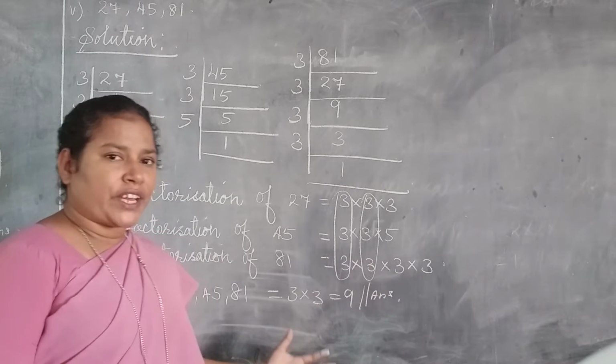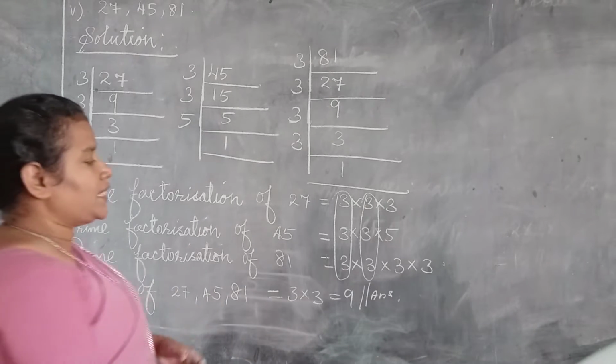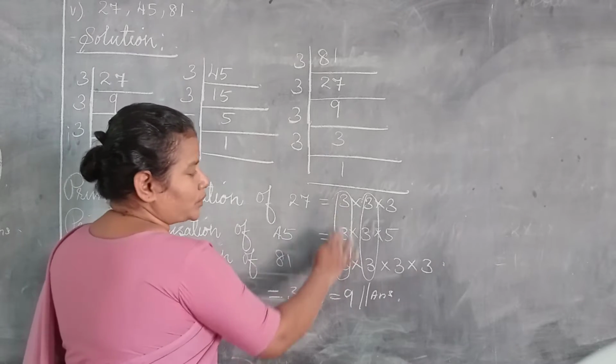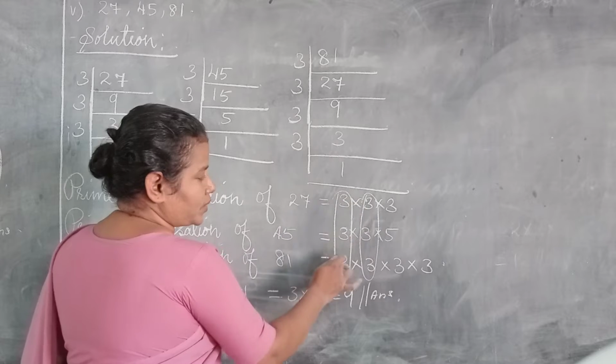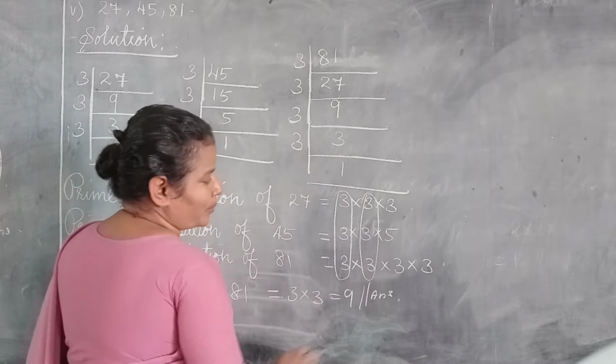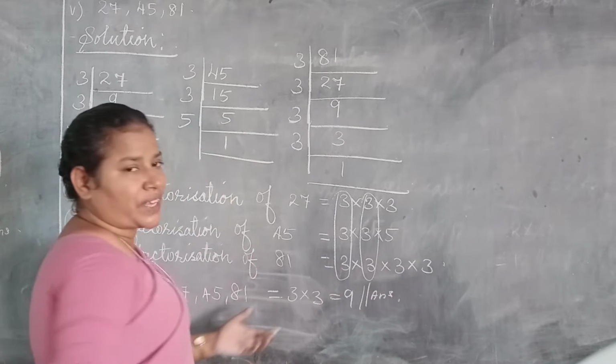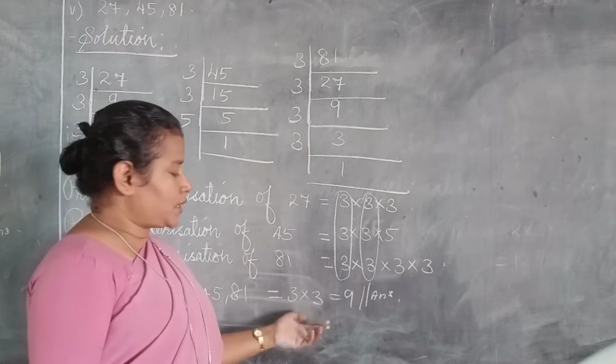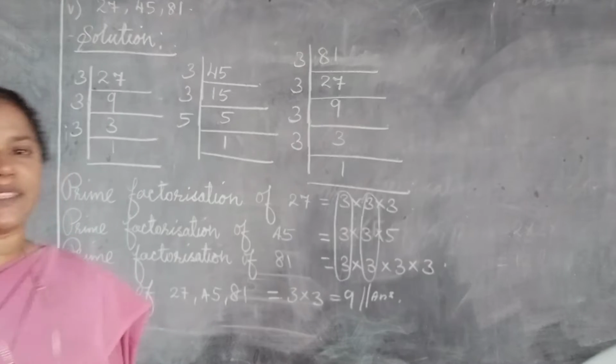Now when we are finding the highest common factor, see here, in 3 also we have to find the common. So 3 times 3 is common, one more time 3 is common. Other numbers are different. So we are taking what is common in all 3 numbers. So 3 into 3 is equal to 9. 9 is the answer.